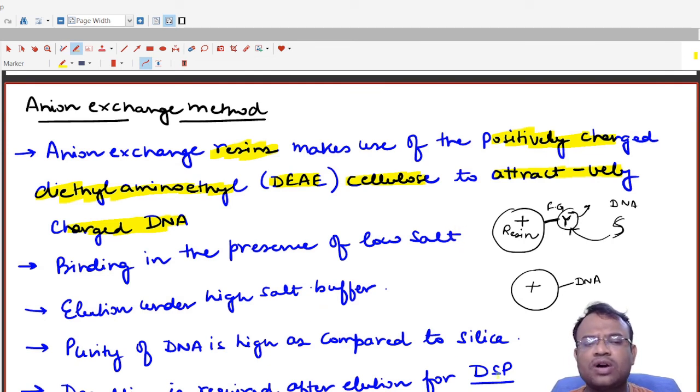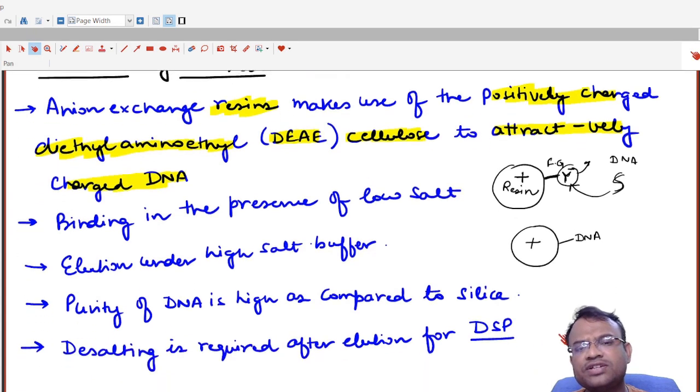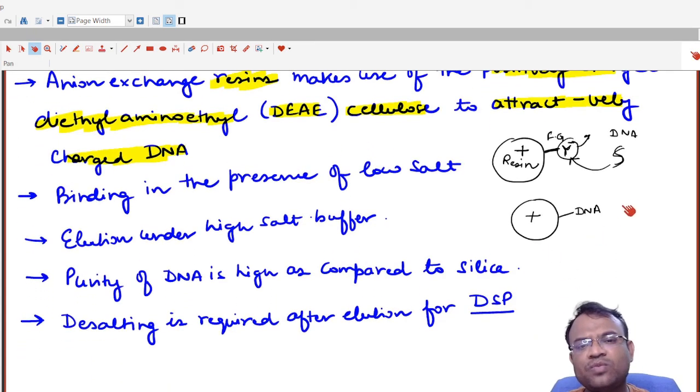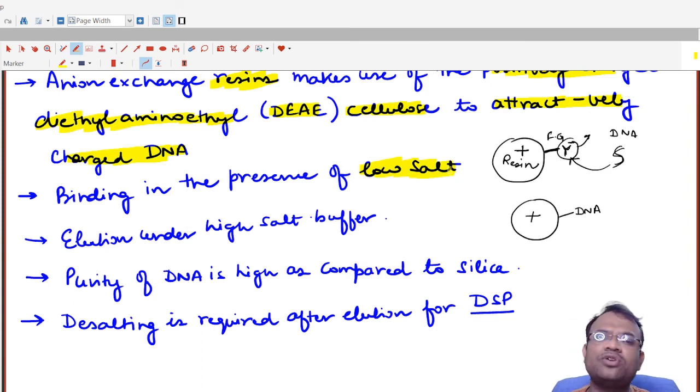Next, at what conditions does the binding take place? That means at what conditions would the DNA be able to bind to the resins. Always remember that the salt concentration should be low if you want your DNA to bind to the resin. If the salt concentration is high, then the salt ions would only bind with the resin. It will not allow the DNA to bind with the resin. That is why you want to lower the salt concentration, only then is binding possible.